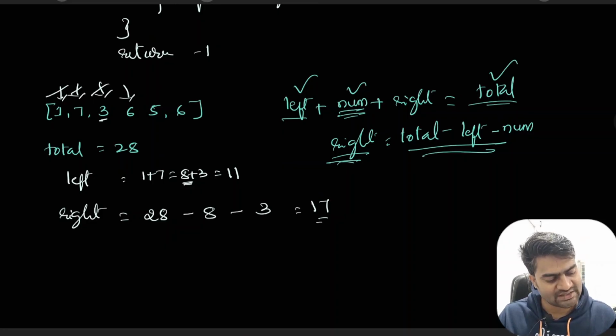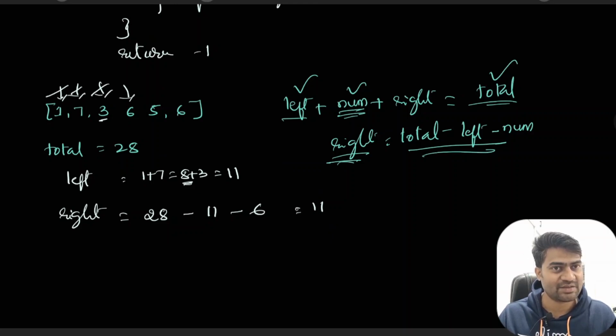Now I am at 6. Okay. So now if you see, 28 minus left is our 11. Then current number is 6. What is the answer? It is 11. Now if you see, left and right are same, correct, right? So this is our pivot index. So this is very simple and straightforward. So this is how we need to optimally find the pivot index.